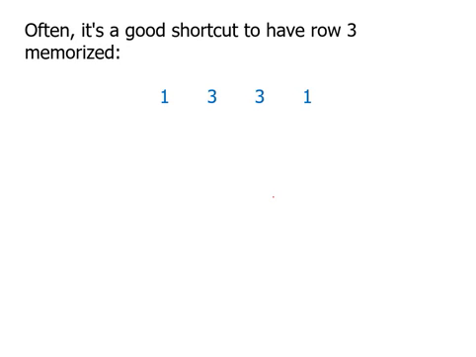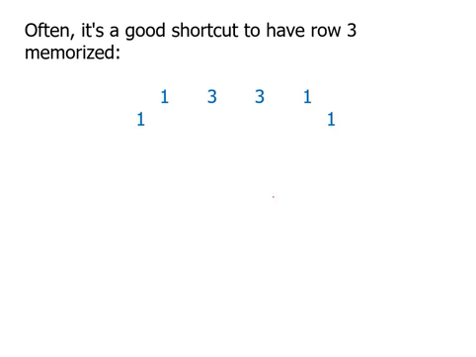It's often a very good shortcut to have row 3 memorized. So 1, 3, 3, 1. That's a really good starting place. And from there, we can generate several more rows very easily. So for the fourth row, we have the ones on the outside. 3 plus 1 is 4.